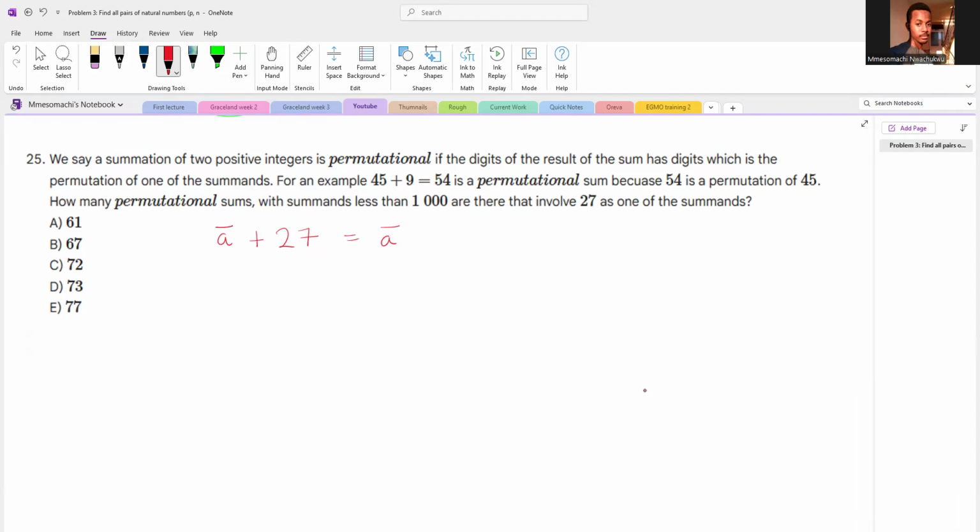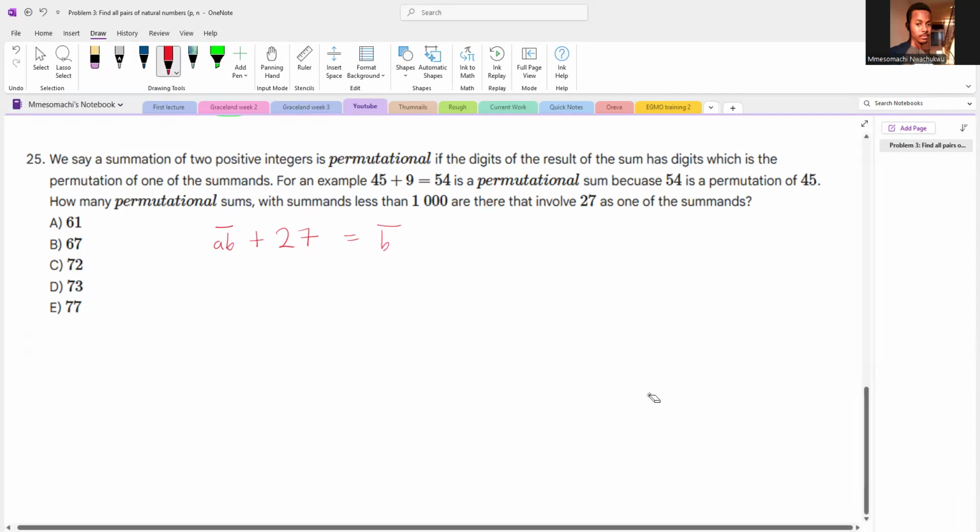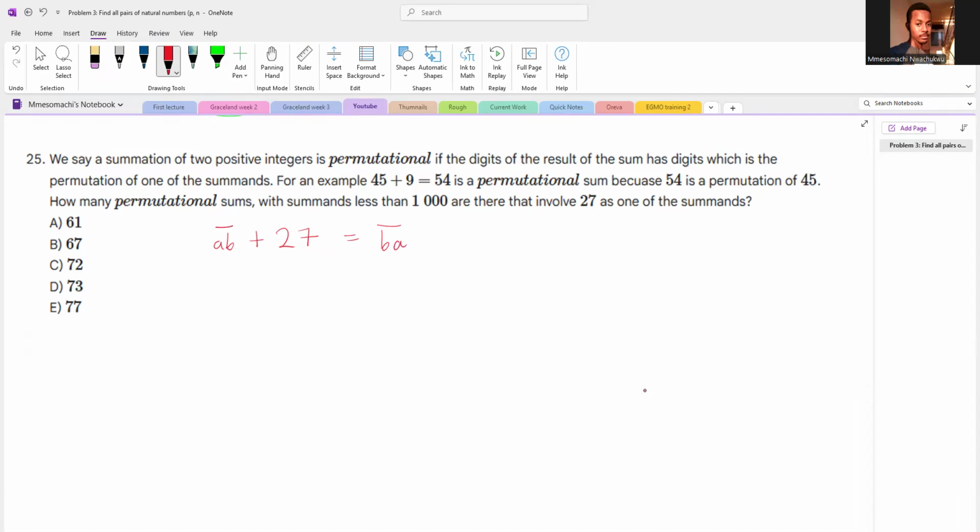Okay. So let's look at the case for two digits. Let's say we have AB. There's only one way to permute AB, so that would be BA. So for two digits, we have AB plus 27 equals BA. Another way we can have is AB plus 27, where what is being permuted is the 27 itself, equals 72. And we'll come to this.